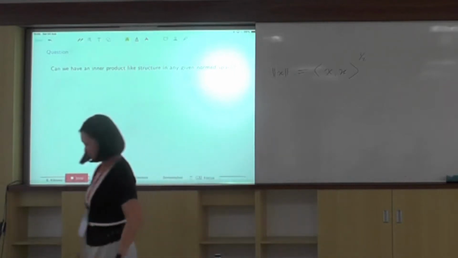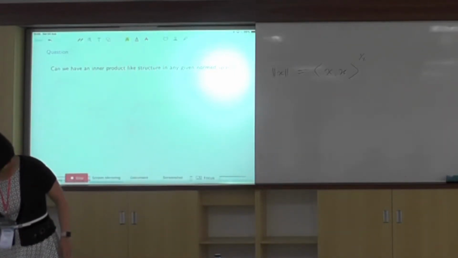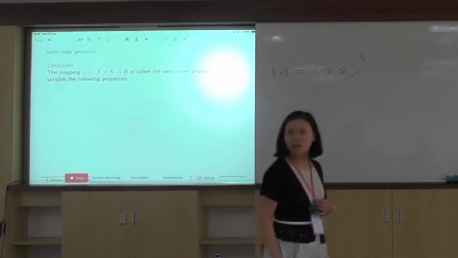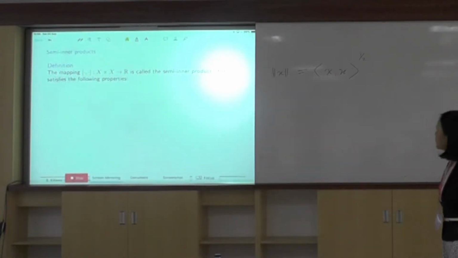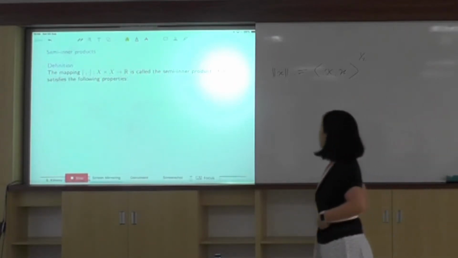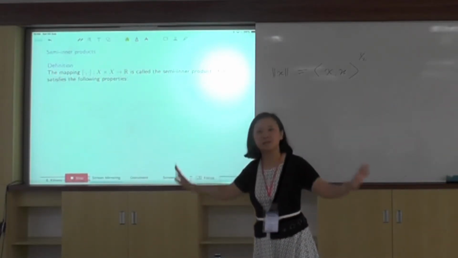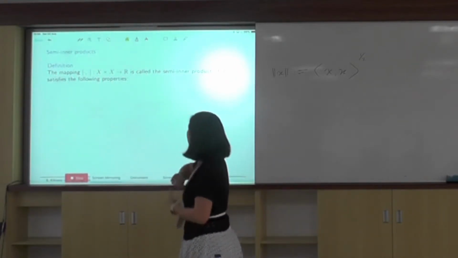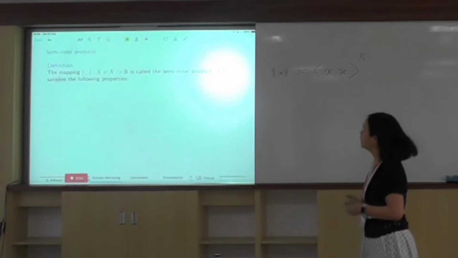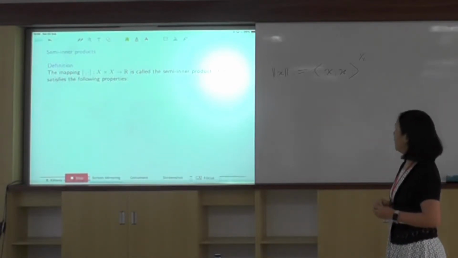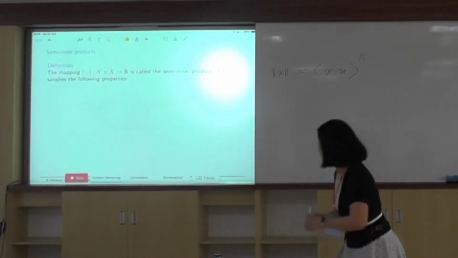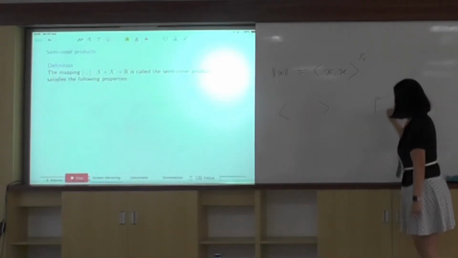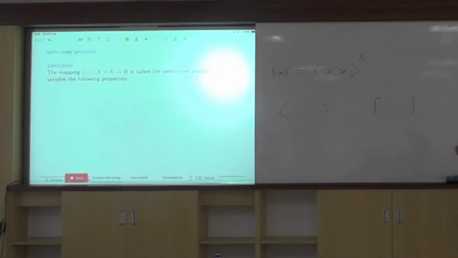Okay, so now we come to semi-inner products. Suppose you have a vector space X. Here I didn't say anything about norm, I didn't say anything about inner product, I'm just introducing a new structure. So I have my vector space X over the field R, and I use square brackets to distinguish. Whenever you see angle brackets, I mean inner product. Whenever you see square brackets, I mean semi-inner product.